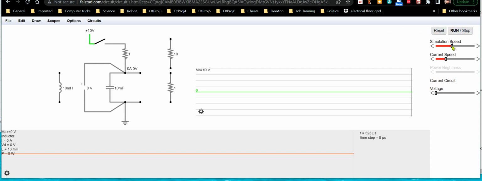I will hit run, because the switch is open, so there's no current flowing or anything like that. Notice I have a 1 ohm resistor, and here I have a 1 ohm and a 10 ohm resistor. I'm probably not going to use a 10 ohm resistor for this, but I'm going to use it to demonstrate an important point in inductance.